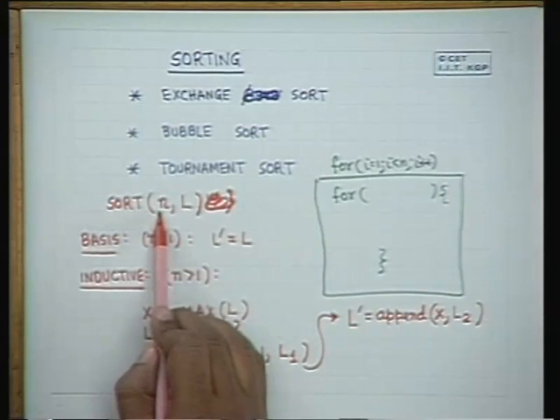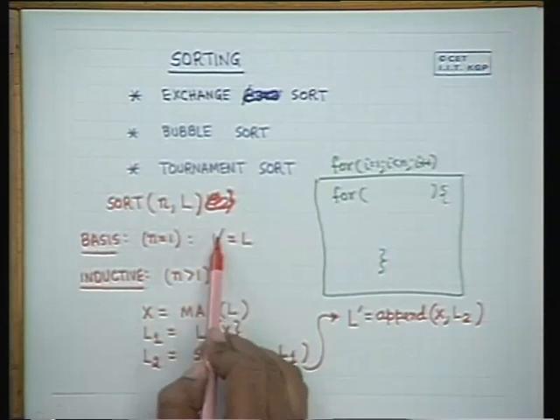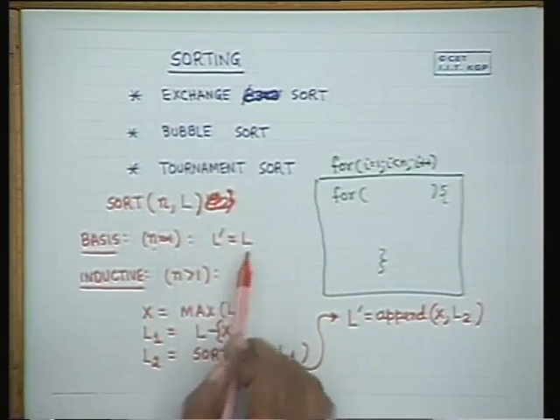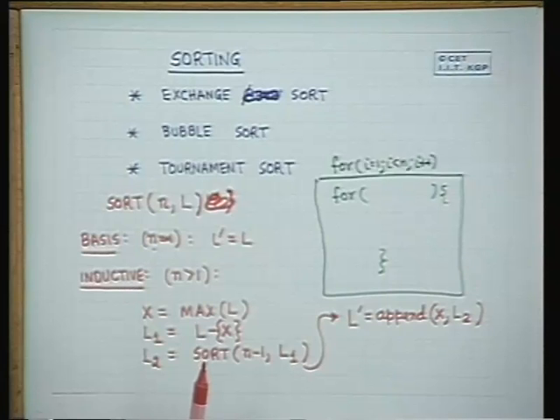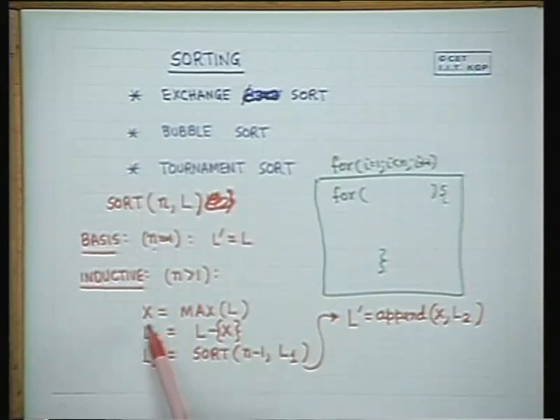To sort n elements in a list L, and you are returning a list L dashed, your basis condition is if n is equal to 1, L dashed is the same as L. The inductive condition is if n is greater than 1, then you find out the maximum element x in the list L. L1 is L minus x. Remove x from L. Sort this list. And then put x in the front of it.